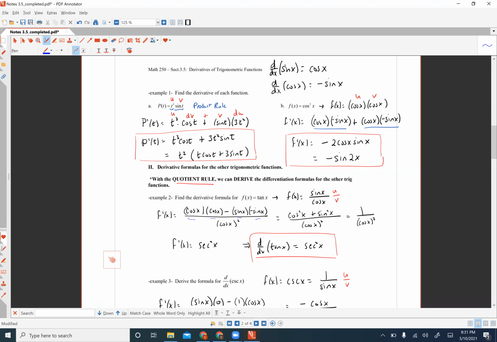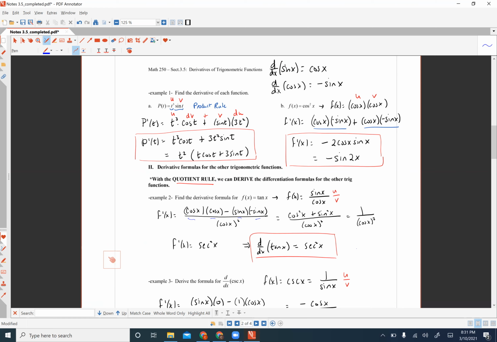Then you simplify: you get cosine squared, minus minus gives plus sine squared, and we absolutely have to know this identity: cosine squared x plus sine squared x equals 1. It's the most famous identity in trigonometry, or the most useful and most widely used. Also remember, cosine and sine are the first and second coordinates on the unit circle, so of course cosine squared x plus sine squared x equals 1.